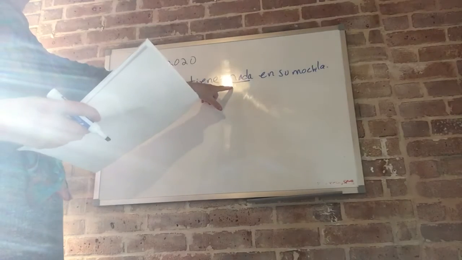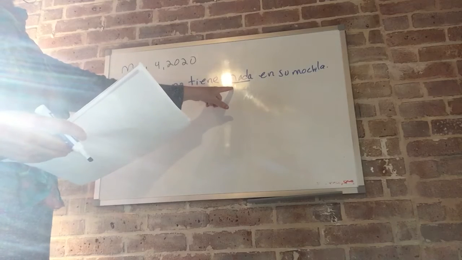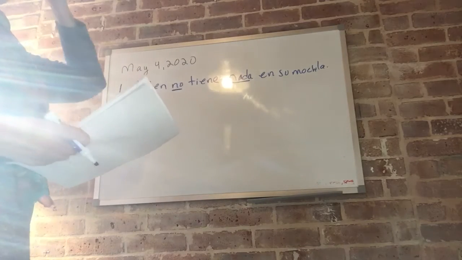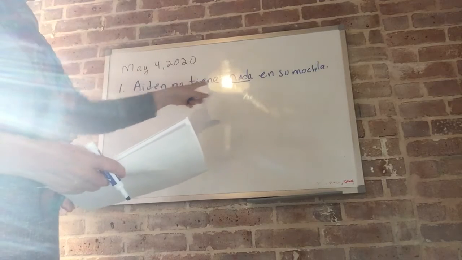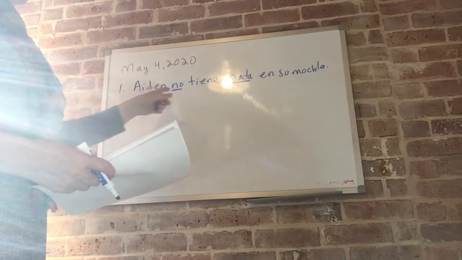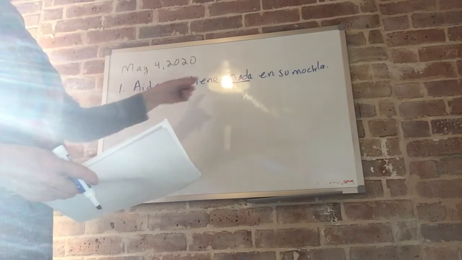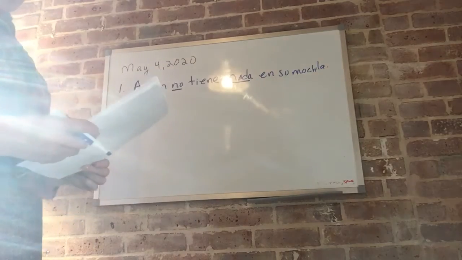Even though this is anything, nada can be anything and nothing, but we have double negatives in Spanish that we don't have in English. So in English we translate it as anything. In Spanish it would literally be Aiden doesn't have nothing in his backpack. But for English purposes, we're going to say Aiden doesn't have anything in his backpack.